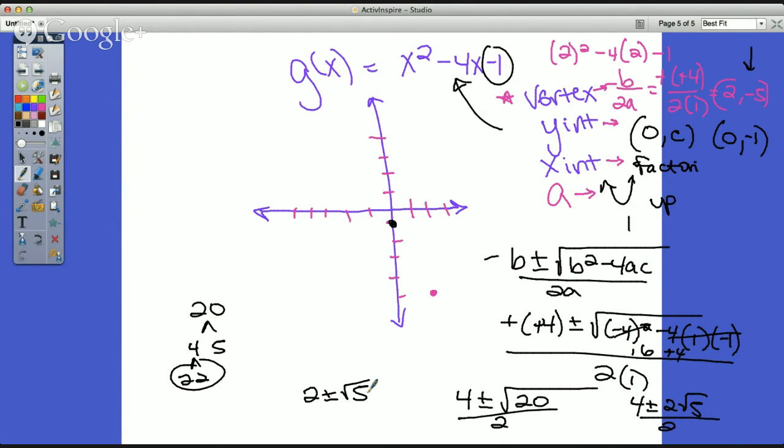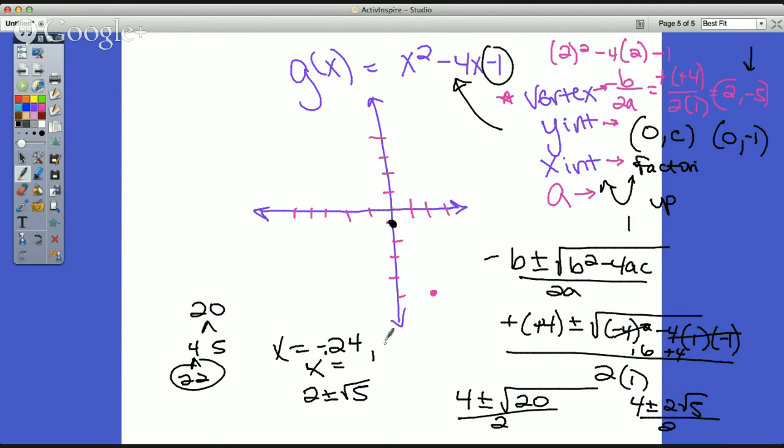So negative 0.24 there. And again, this is going to be a little bit easier on the test. It's going to be a little bit nicer. But we'll just say it right now. X is equal to negative 0.24. And the other x, when I do plus, would be 2 plus square root of 5. Do this. 2 plus square root of 5. All right, 4.24.